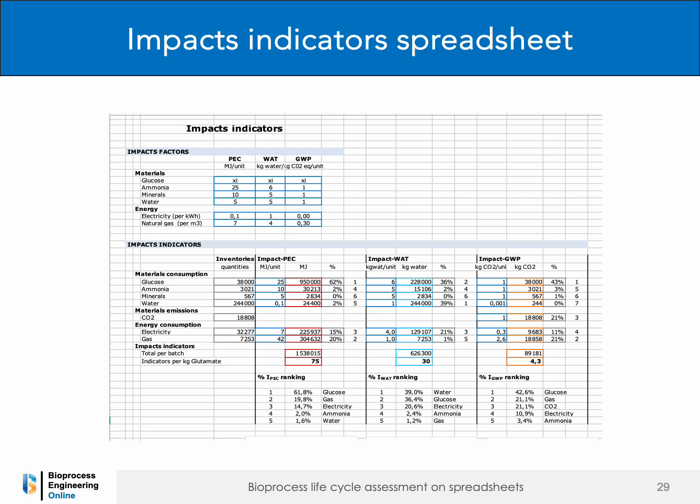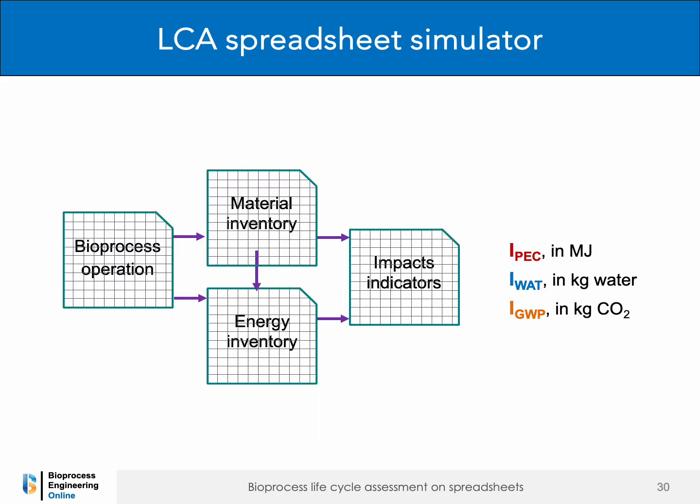The fourth spreadsheet in the LCA simulator is dedicated to the impacts indicators analysis. This sheet evaluates the impact indicators resulting from the entire bioprocess and its constituent unit operations. Based on the results from the preceding material and energy inventories, the impacts indicators spreadsheet computes the three indicators: IPEC for primary energy consumption, IWatt for water consumption, and IGWP for global warming potential. These calculations are conducted for both the entire bioprocess and on a per kilogram basis of product.